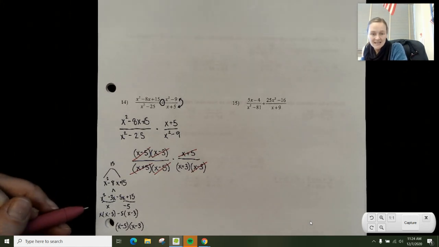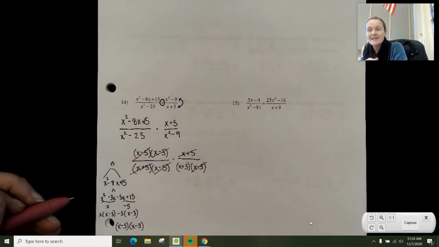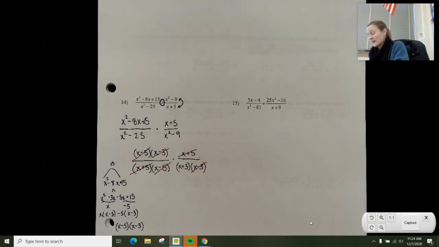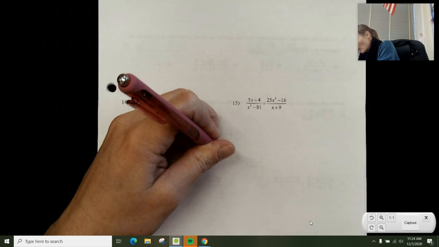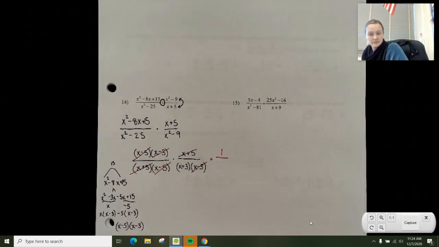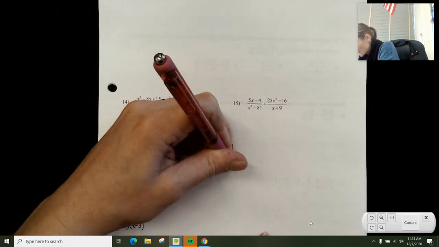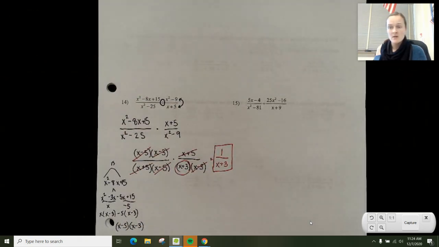Notice nothing is left in the top. When nothing is left in the numerator, I have a 1 on the top. 1 over, the only thing left is x plus 3. In this case, it's really important that you leave the 1 there, because otherwise it just looks like x plus 3 over 1. You need to make sure if there's nothing left in the numerator, you leave 1 in the numerator.